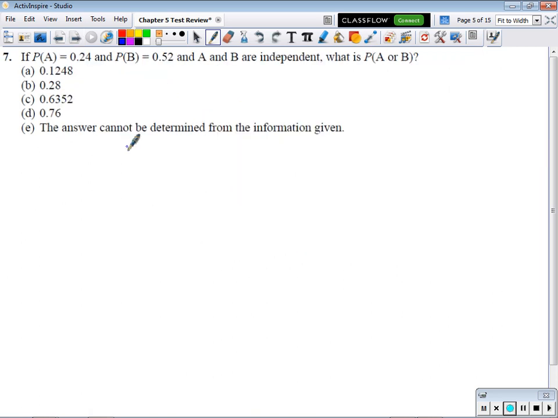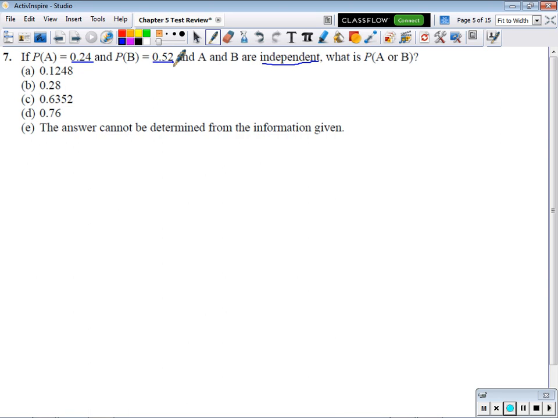For number 7, this one says if the probability of A is 0.24 and the probability of B is 0.52 and A and B are independent, what is the probability of A or B? So just remember the whole key note here about independence, and there's a couple different formulas here, is that if the events are independent, then that means that the probability of A times the probability of B is equal to the probability of A and B.